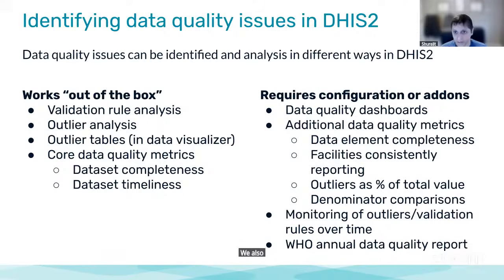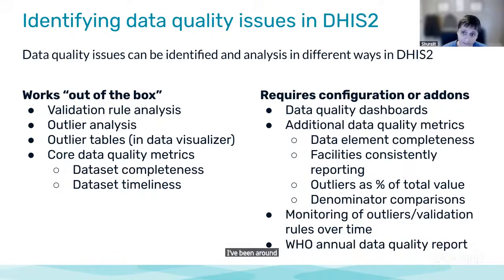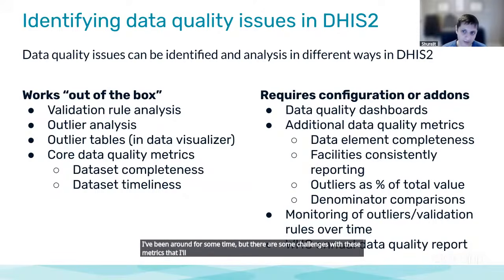We also have outlier analysis, which looks at outliers. I'll explain this more and I'll run it to show you. And we also have a new feature called outlier tables. Once again, I'll explain that further. And then we have things like dataset completeness and dataset timeliness as well that have been around for some time. But there are some challenges with these metrics that I'll identify as we go through the session.